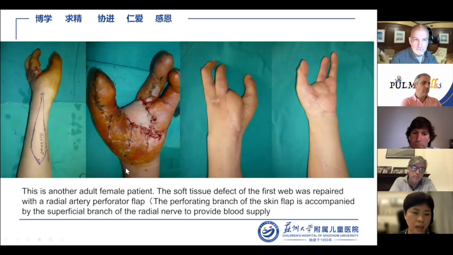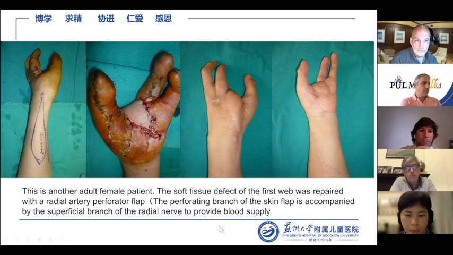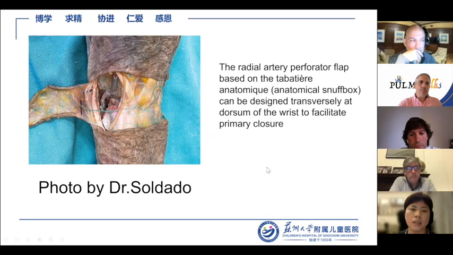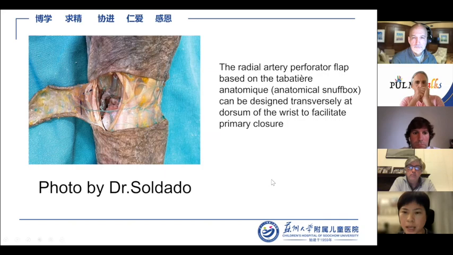And this is another adult female patient. The soft tissue defect of the first web was repaired by a radial artery perforator flap. The perforating branch of the skin flap is accompanied by the superficial branch of the radial nerve to provide blood supply. And so today we talk about another flap design.